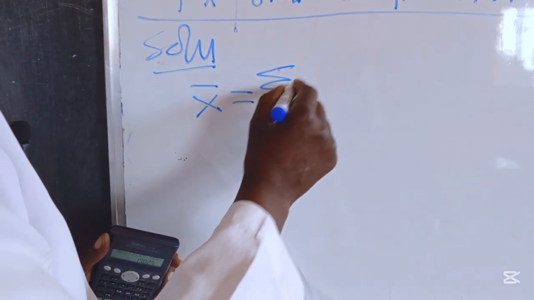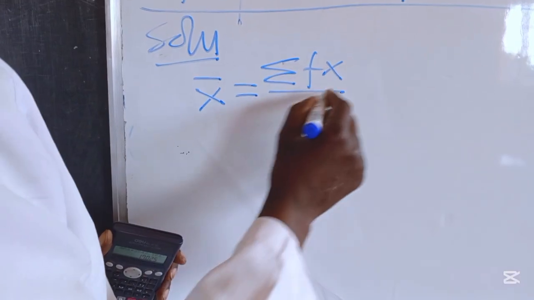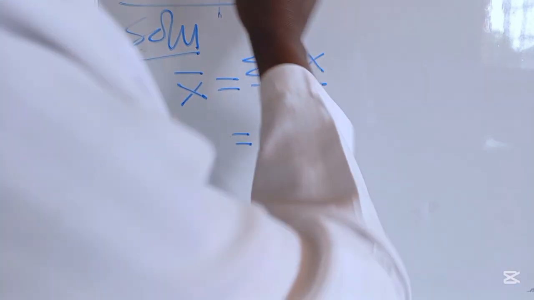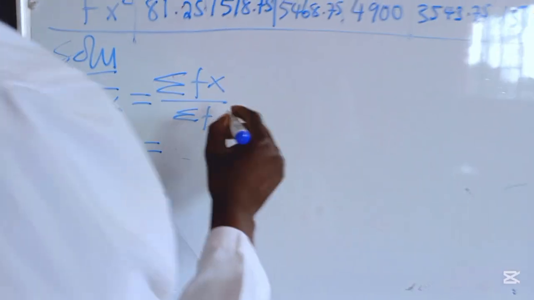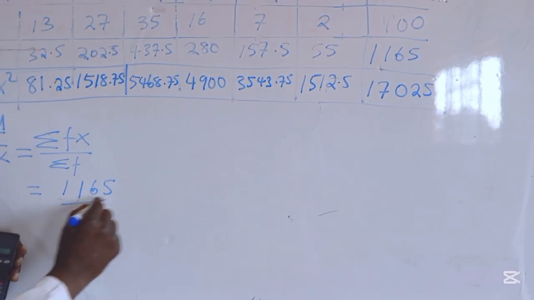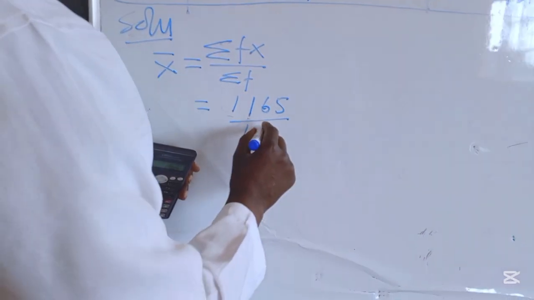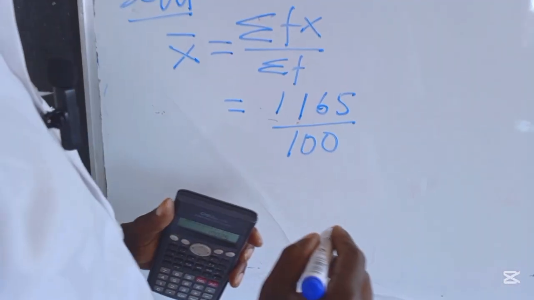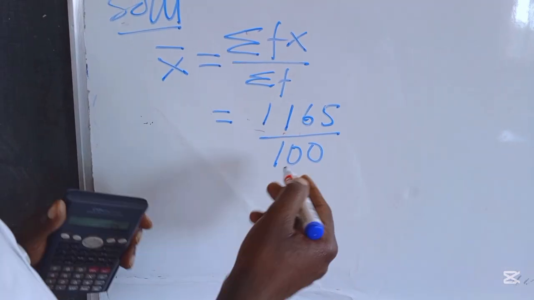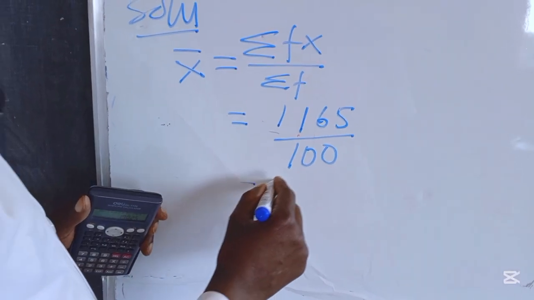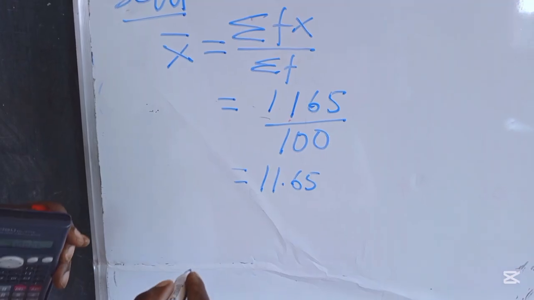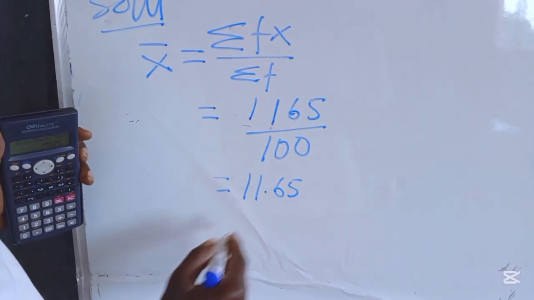It is the summation of f of x over the summation of the frequency. You just get the figures. Already the summation of f of x is there. You get 1,165. I should divide by this number, which is 100, mind you, because in the story they have told me that they were 100. So now if you do the needful, you agree with me that this is 11.65. So please, to three significant figures, don't leave your answer like this.